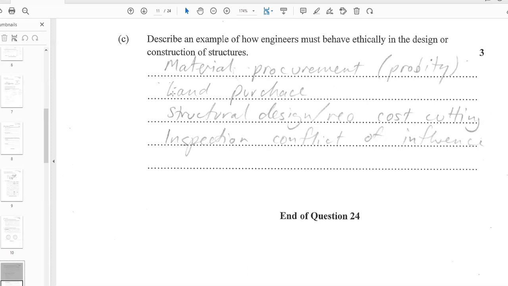Inspection conflicts of interest. That's just conflict of influence. It should say conflict of interests. So you build a building and you hire your best mate to go and check it and say that it's okay, right? This happens all the time, right? In Australia, it used to be that you had to hire the council, right? The council would come out and check it. Now, private individuals are allowed, and they show up.